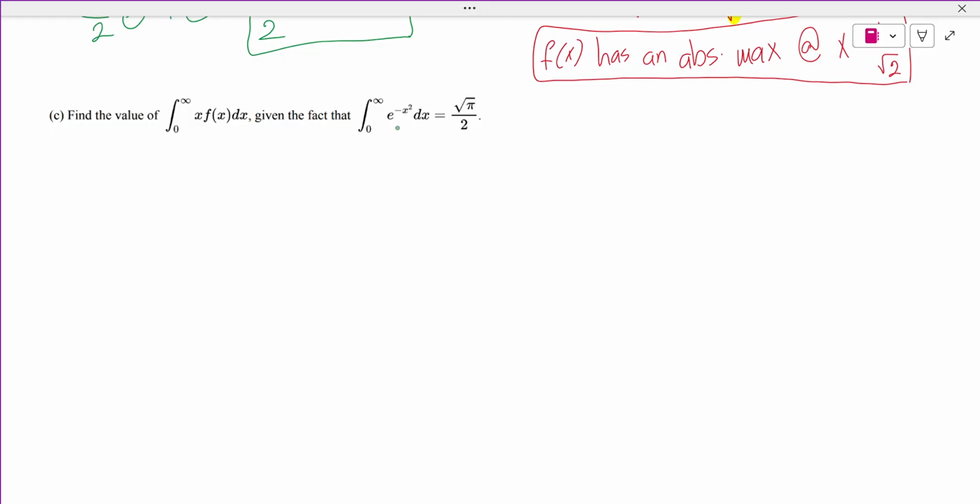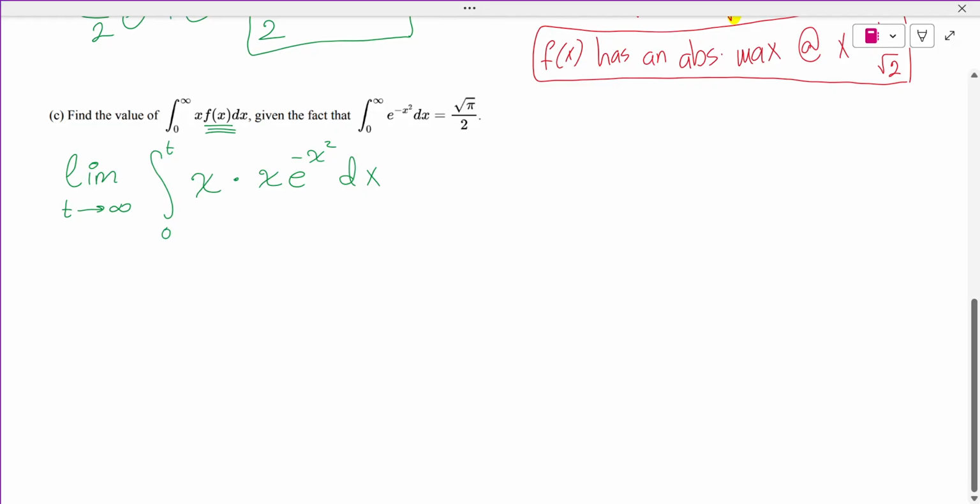So we can say this is the limit as t approaches infinity of the integral from 0 to t of x. Now f of x is given on top. It's x times e to the power of minus x squared dx. I'm just substituting what f of x is here, okay? So we will start doing the integral, and at the end we evaluate the limit. Okay, so leave the limit untouched until the end.